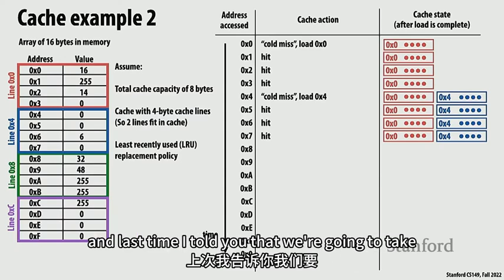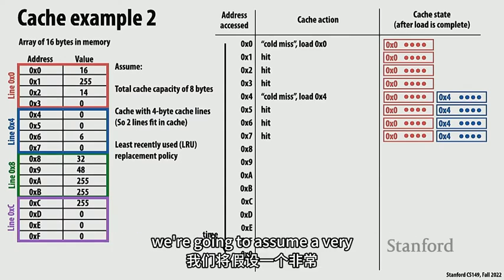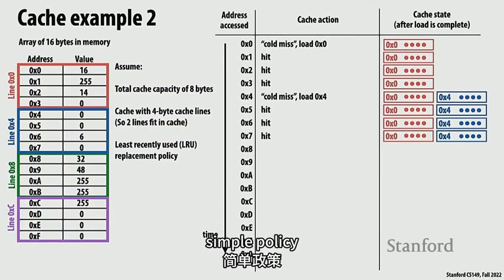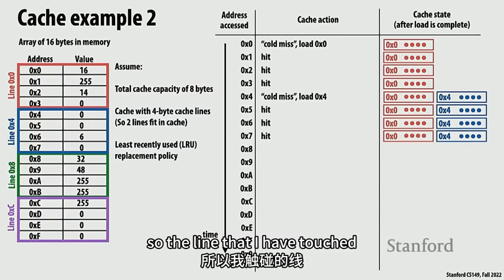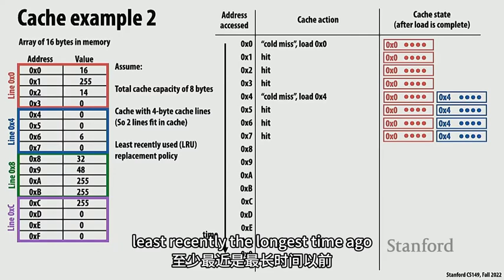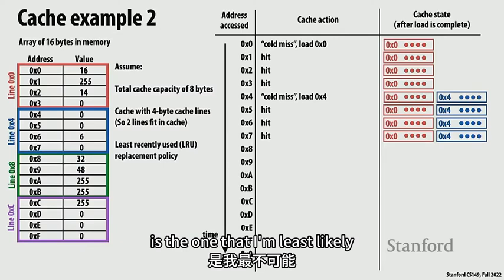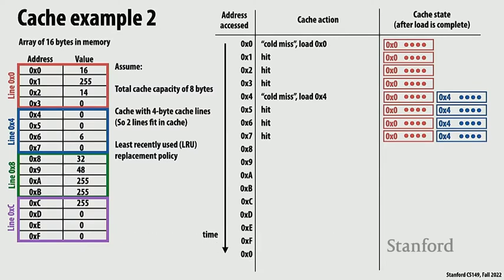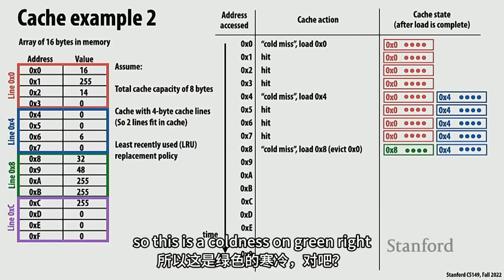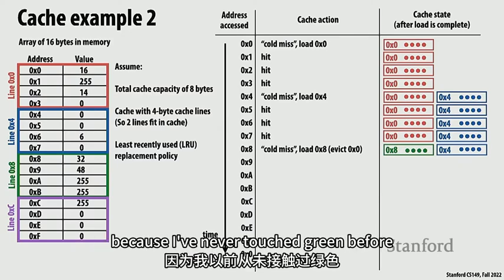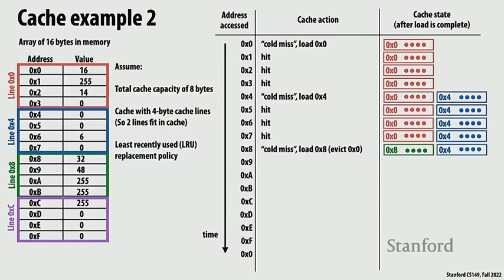And last time I told you that in this class we're going to assume a very simple policy of least recently used. There's some questions on the website about this. So the line that I have touched least recently, the longest time ago, is the one that I'm least likely, that's the assumption, to touch again. And in this case, what color would it be? Red. It's red. So we're going to drop red and bring in green. Okay, so this is a cold miss on green, right? Because I've never touched green before. It's the first time I've touched this data.